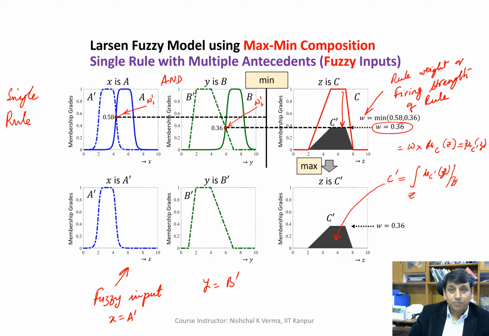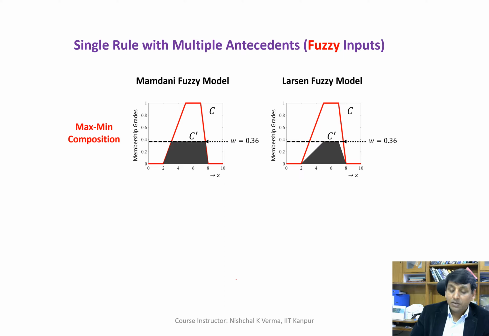So this is very simple, and we have seen that we have a Larsen fuzzy model which is defined with only one rule but with multiple antecedents. When we supply the fuzzy value as inputs, this is how we get the fuzzy output, and this fuzzy output is the C dash in this case.